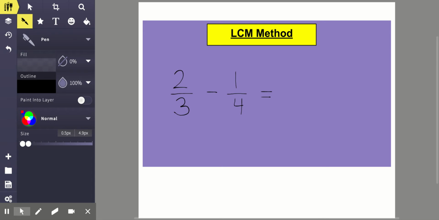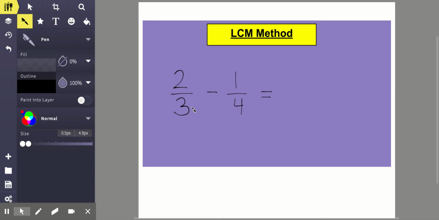This lesson today looks at subtracting fractions with unlike denominators. It is very similar to adding fractions with unlike denominators. Same methods, however, obviously we're just subtracting to get our final answer. So I'm going to go over first the LCM method, so the least common multiple method.